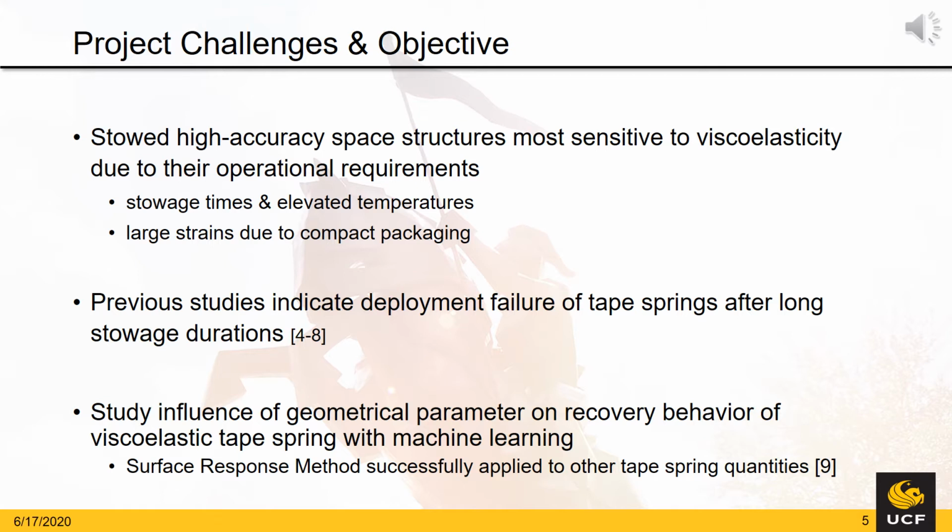If the deployment mechanism relies entirely on the stored strain energy, the stowing conditions can become so detrimental that successful deployment is prohibited altogether, an effect which has been demonstrated analytically, experimentally, and by structural simulation by several research groups. Consequently, this project is focused on studying the influence of three geometrical parameters on the recovery behavior of a folded viscoelastic tape spring via machine learning in an attempt to determine the optimal design under uncertainty aspects.